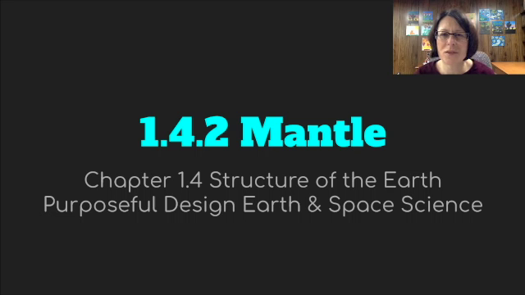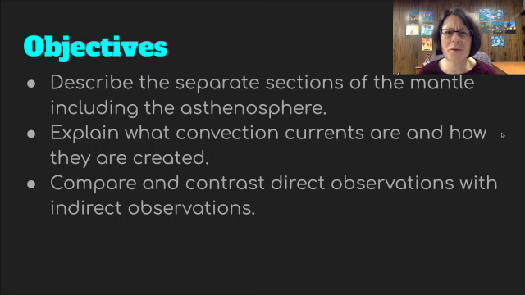Last time we took a look at the core in the last video, and this time we're going to take a look at the next layer up from the center of the Earth, and that is the mantle in Section 1.4.2. So our objectives are to describe the separate sections of the mantle, including the asthenosphere, explain what convection currents are and how they are created, and to compare and contrast direct observations with indirect observations.